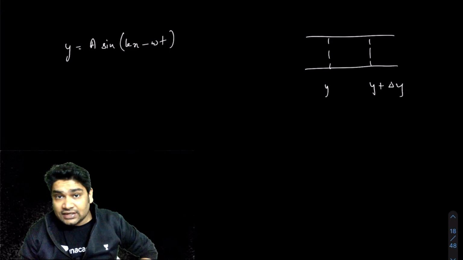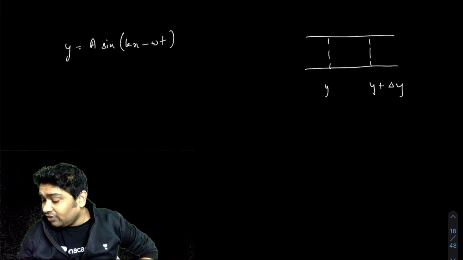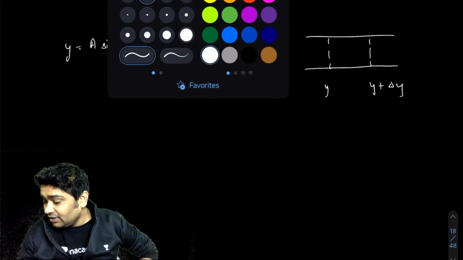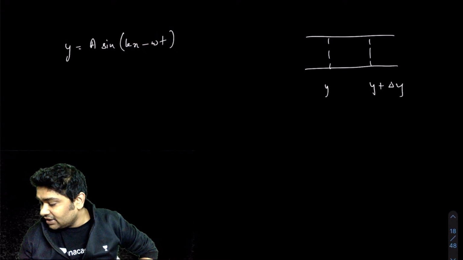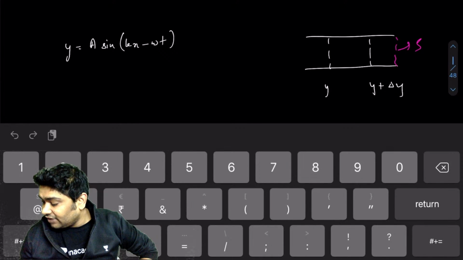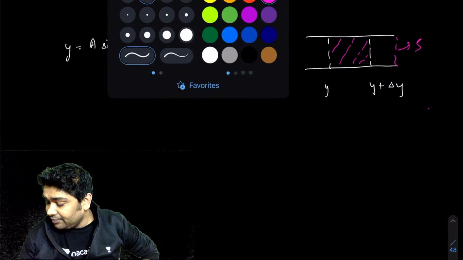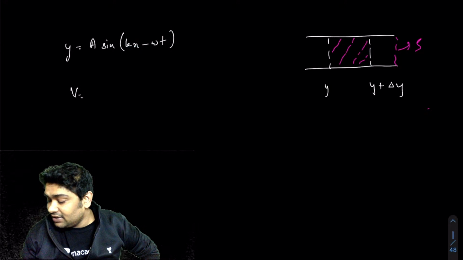Now, what you will realize is that if the area of cross section is S, then the current volume of this section that we have highlighted, what will that be? V would be S times delta y.